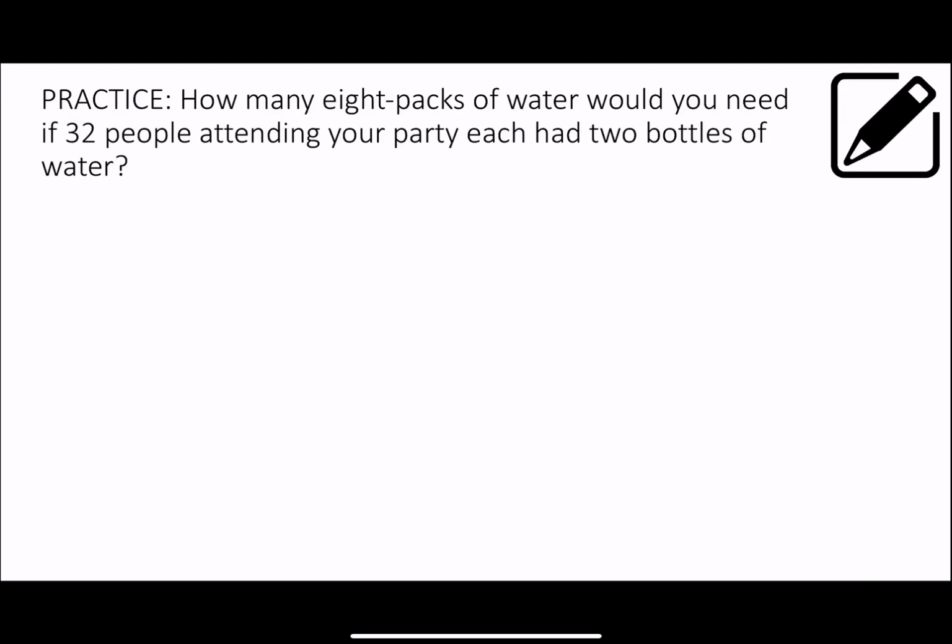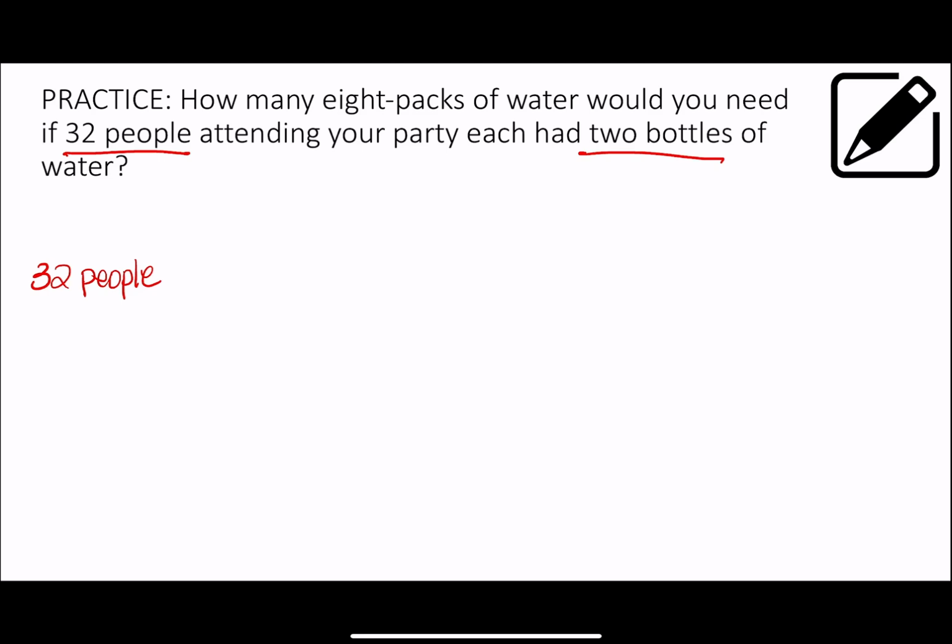So here is a practice question for you. It says, how many 8-packs of water would you need if 32 people attending your party each had 2 bottles of water? So we will start with what is given to us, right? It's giving us 32 people and each person had 2 bottles of water. So how do I set that up? So I have 32 people. And this is where writing out the conversion factor really helps.